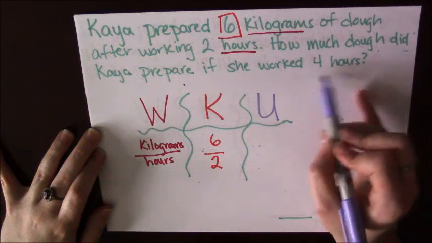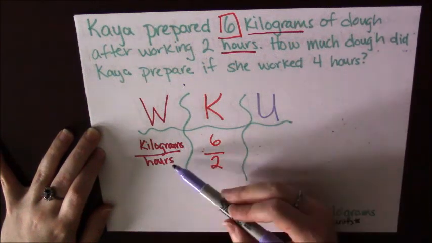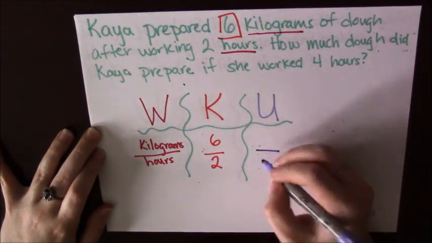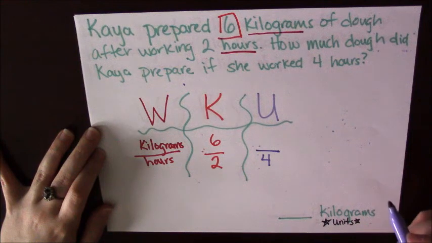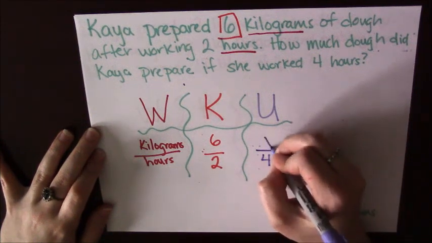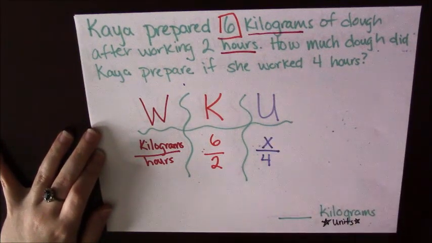So they gave me 4 hours, so that's given to me. So I look here, it says hours is in the denominator. So I put 4 there. And what I need to figure out is how many kilograms of dough. So that's my variable or my unknown, which is x.